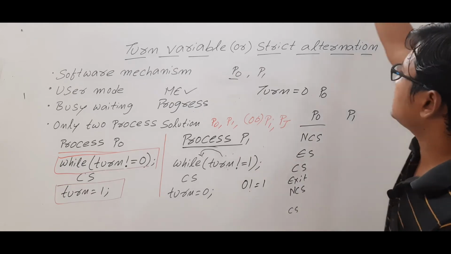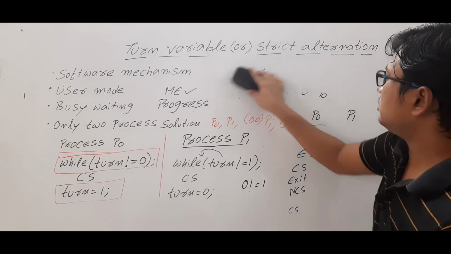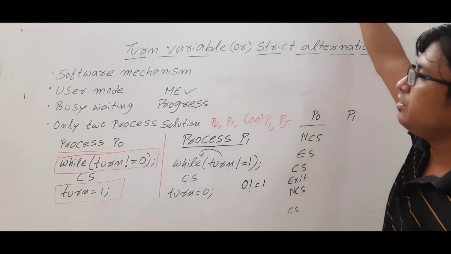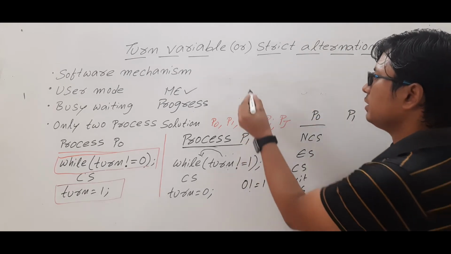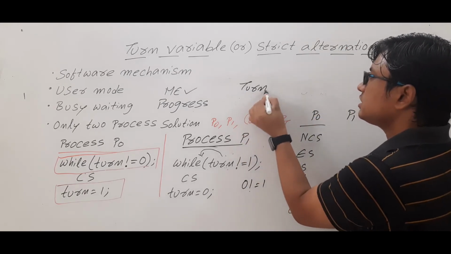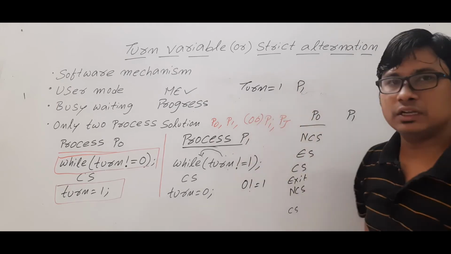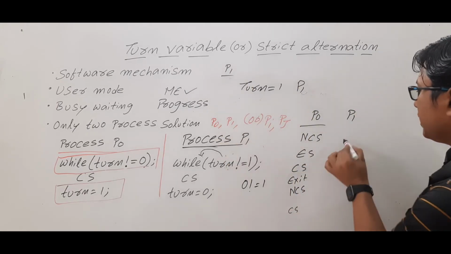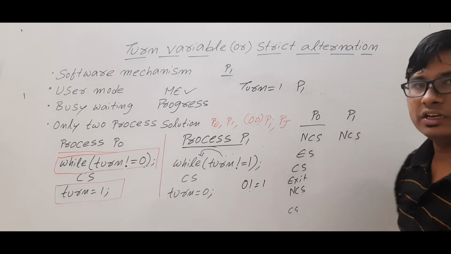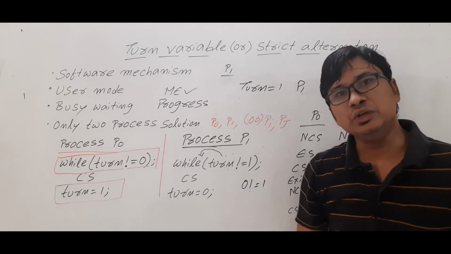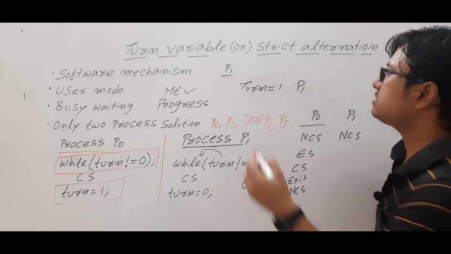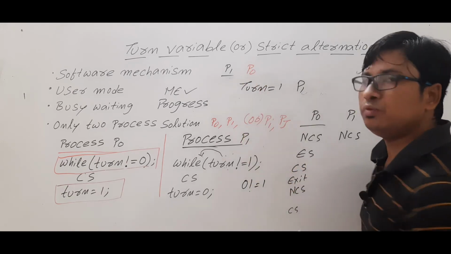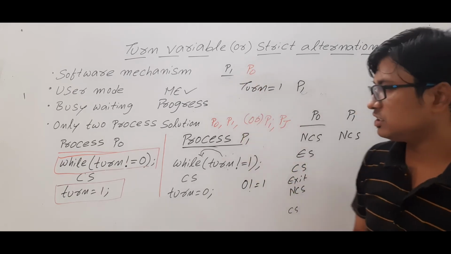Now we will see another scenario. Let's take the turn value is equal to 1. If the turn value is equal to 1, who can enter into the critical section? Process P1 can enter into the critical section. Now look here. P1 is executing the non-critical section, meaning that it is not ready to enter into the critical section. Let's see whether it allows the process P0 to enter into the critical section or not.